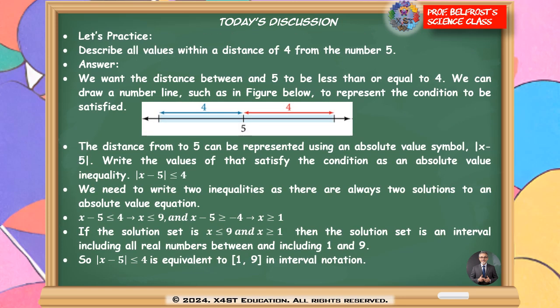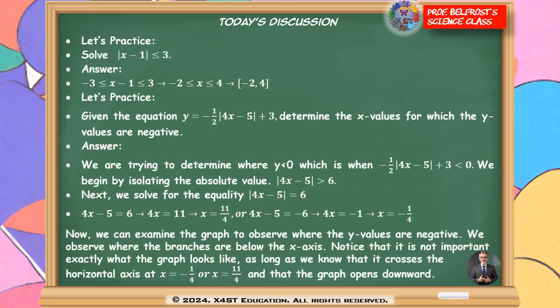Now let's practice with another example. Say that we need to describe all values within a distance of 4 from the number 5. It means that the absolute value of x minus 5 is less than or equal to 4, right? So the solution range is x is less than or equal to 9, and x is greater than or equal to 1. Actually, that's the solution. Here's another one I want you to investigate by yourself.